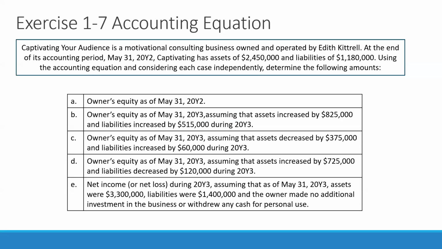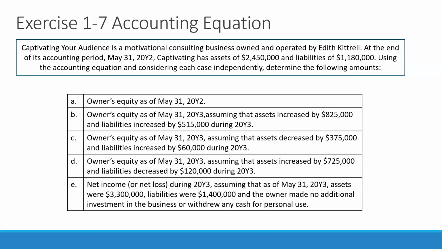So to calculate if assets increased by 8,000, to calculate these, you would just add one part of the accounting equation, right? Assets went up by 825,000, liabilities went up by 515,000. The difference between that, 310,000, that's the increase to owner's equity. So then you would add that to the initial owner's equity that you calculated in Part A, and then you would know the owner's equity accounting for those changes.